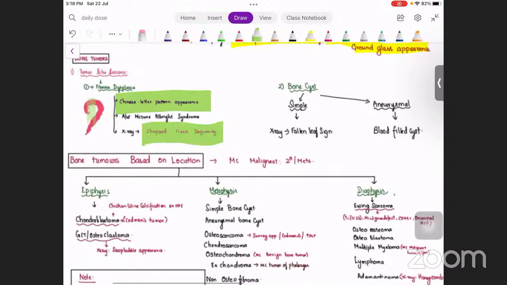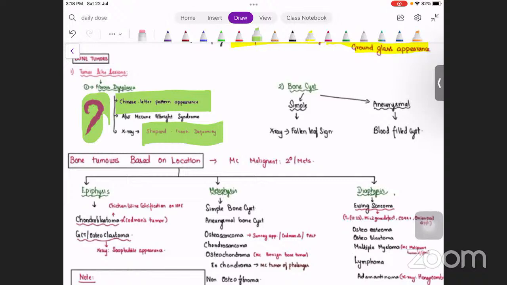This is the Shepherd-Crook deformity, where you may see on X-ray the Shepherd-Crook deformity and the Chinese letter pattern appearance, and fibrous dysplasia is mostly associated with McCune-Albright syndrome. We studied McCune-Albright syndrome yesterday in gynecology.